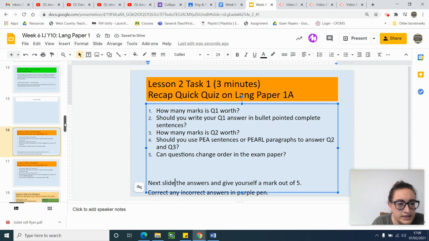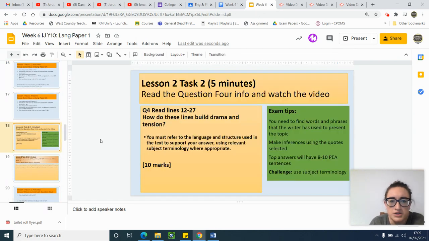Okay, then slide 18. Ask you question 4. So it is different to the question 4 I went over in the first video about the extract this week. That's because I changed it when I was planning lesson 2, because I think you're more likely to get a drama and tension question than a setting analysis question, which it was originally. However, you may get either or, okay? I hope that doesn't confuse you.